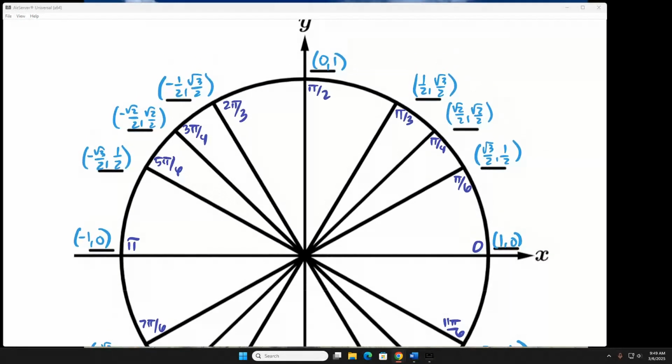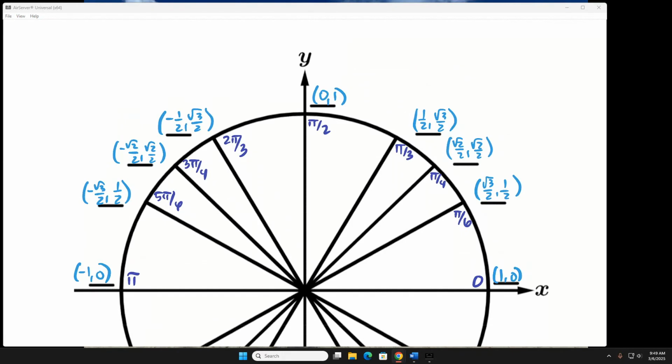Okay, so if we were going to use this unit circle to find the sine of an angle, what would you do? That would be the y. And if you want to do the cosine? The x.